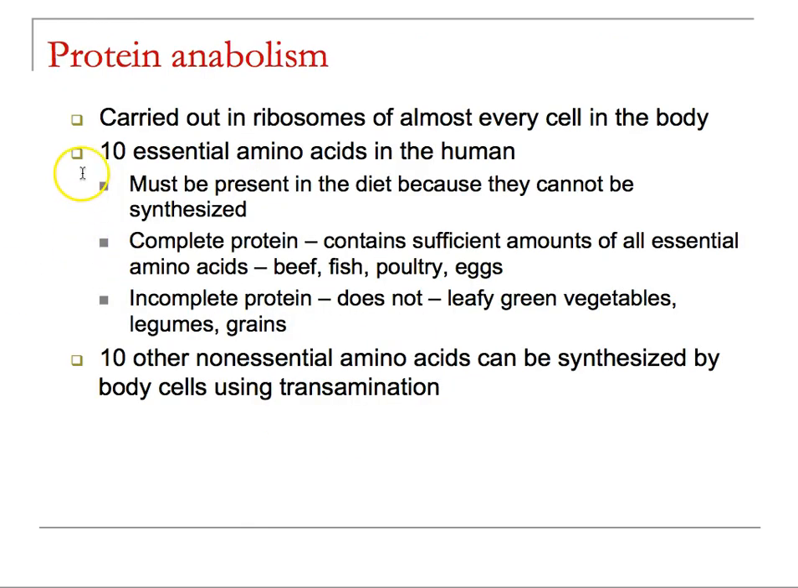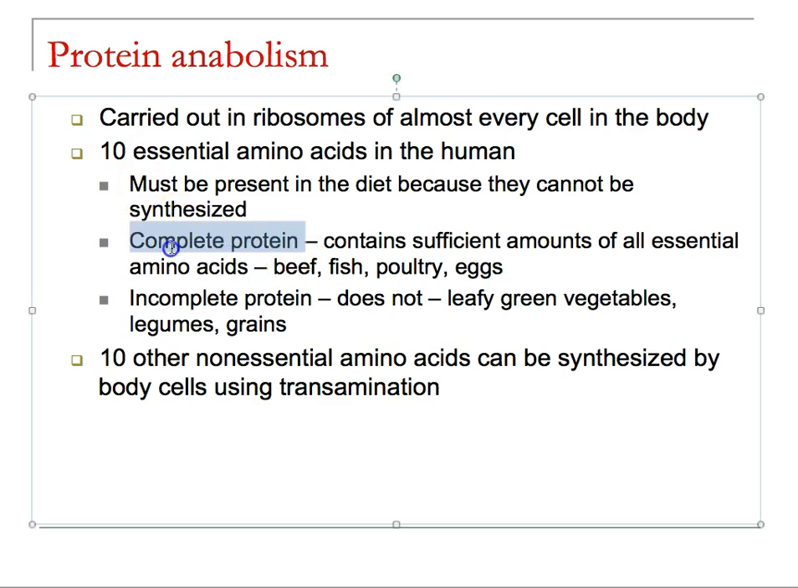The reason for this is this. Protein anabolism is carried out at the ribosomes in every single cell inside your body, right? This is actually how we make proteins. Remember? Bring the tRNA, binds the codon using its anticodon, dehydration synthesis occurs. Big deal. Okay? However, there are 10 essential amino acids in the human that must be present in the diet because they cannot be synthesized. That's why it's more important to eat a complete diet.